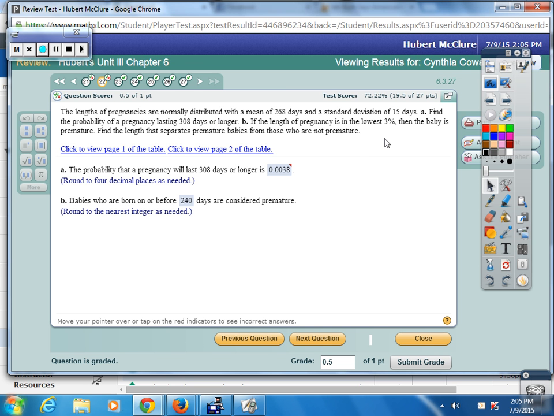Alright, now this problem, okay, go ahead and look at it. It says the length of pregnancies are normally distributed with a mean of 268 days and a standard deviation of 15 days. Find the probability of pregnancy lasting 308 days or longer. If the length of the pregnancy is the lowest 3%, then the baby is premature. Find the length that separates the premature babies from those who are not premature. So you got two parts. You got an A and a B.